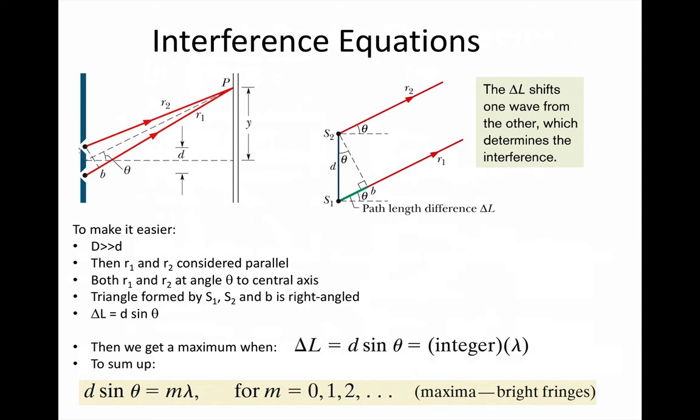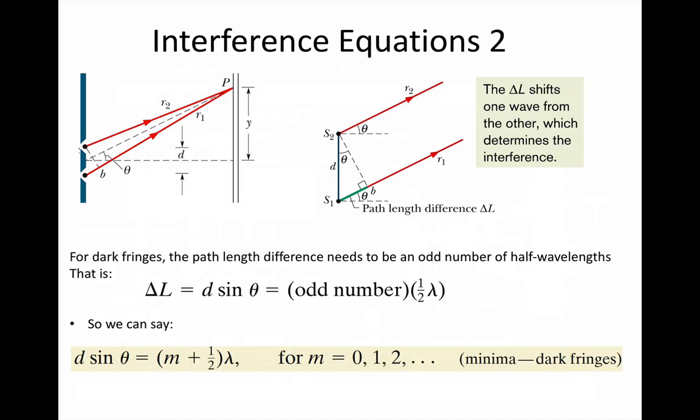Now that we know an expression for delta L, we know that we will get a maximum when delta L is a whole number of wavelengths. So that lets us know that d times sine theta equals some integer times the wavelength. So we sum that up in the equation: d sine theta equals m times lambda, and m can be 0, 1, or 2, and that is the equation for finding the maxima, which are the bright fringes.